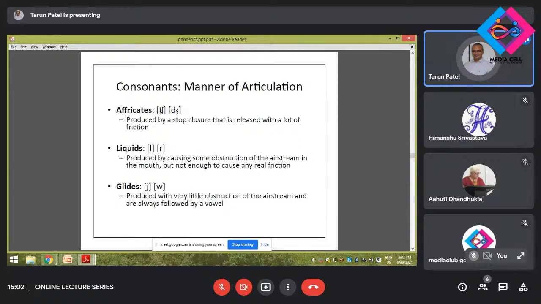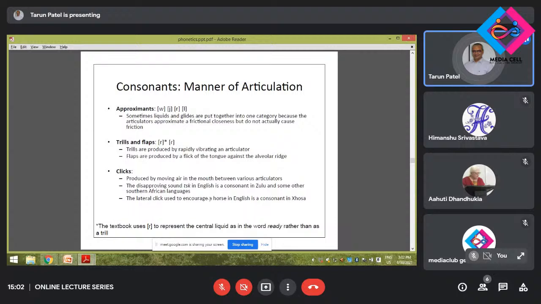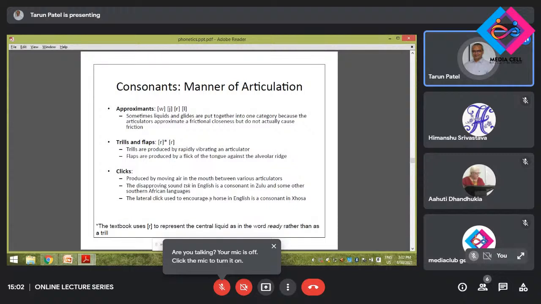And the glides like y and w are produced with very little obstruction of the airstream and are always followed by a vowel. Similarly, approximants: sometimes the liquids and glides are put together into one category because the articulators approximate a frictional closeness, but they do not actually cause friction.